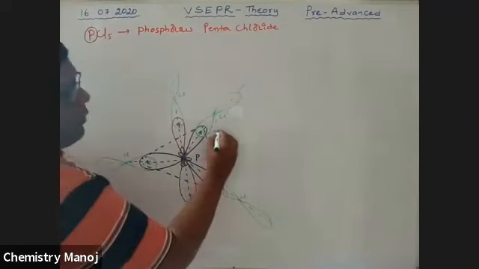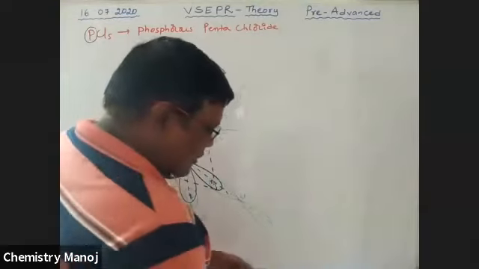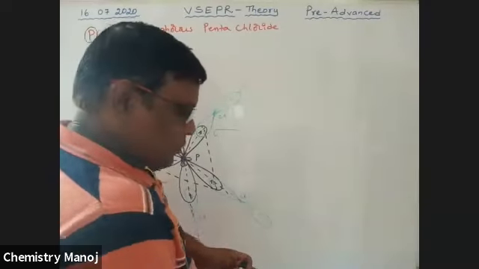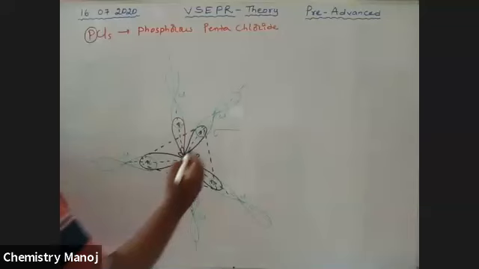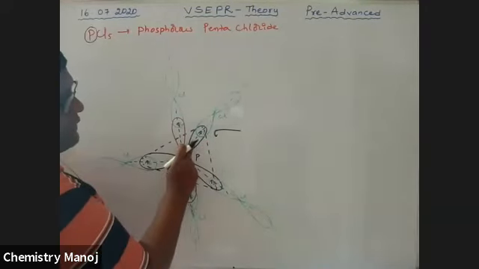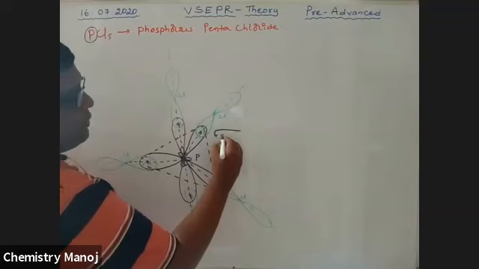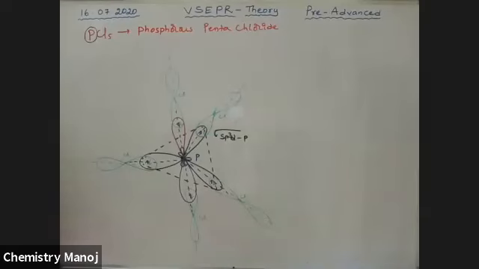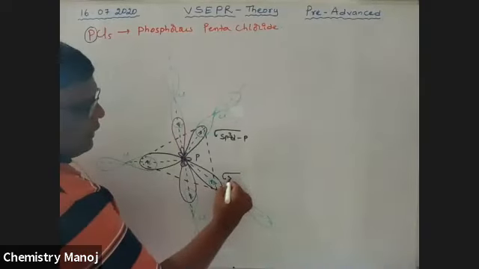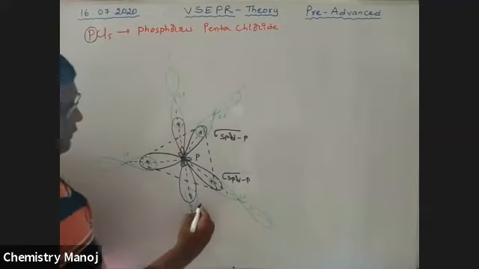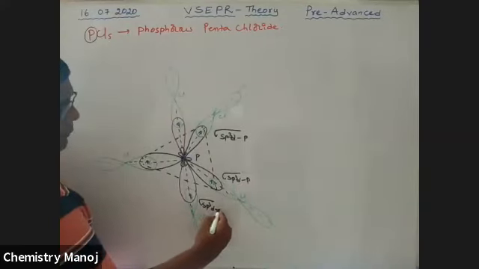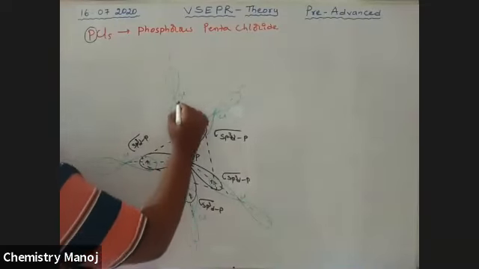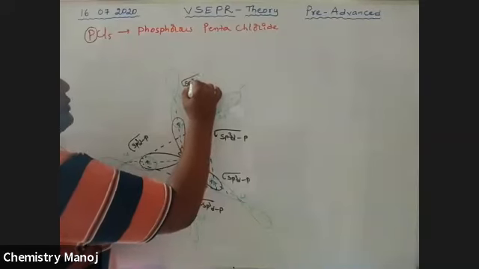Now it is a sigma bond. This sigma bond is formed by an sp3d orbital and a p orbital of chlorine, so it is sigma sp3d-p. This is also sigma sp3d-p. All these bonds are sigma sp3d-p bonds.